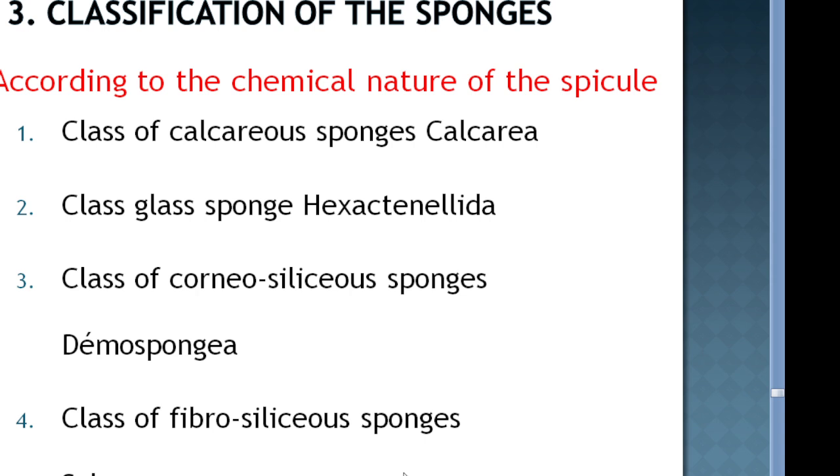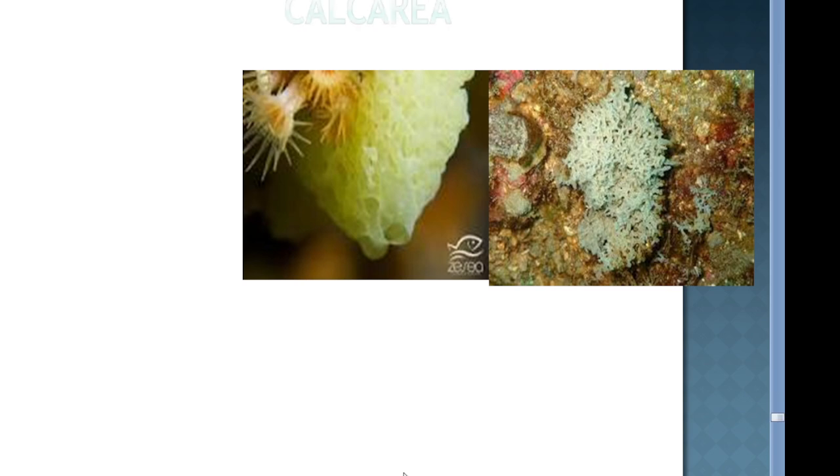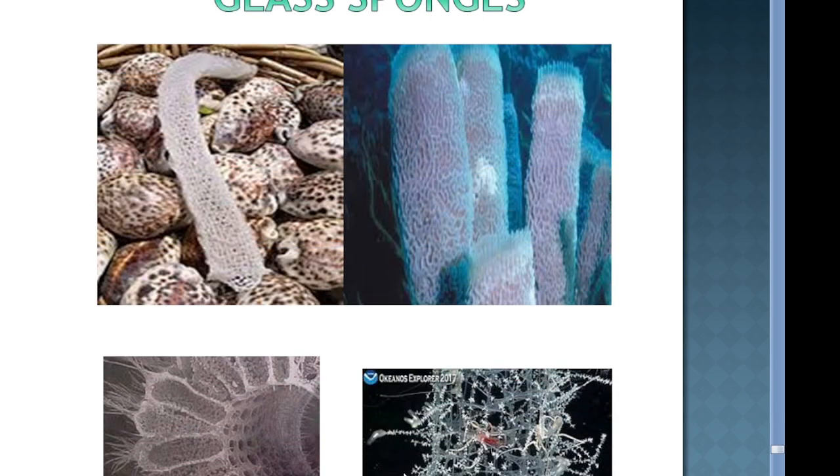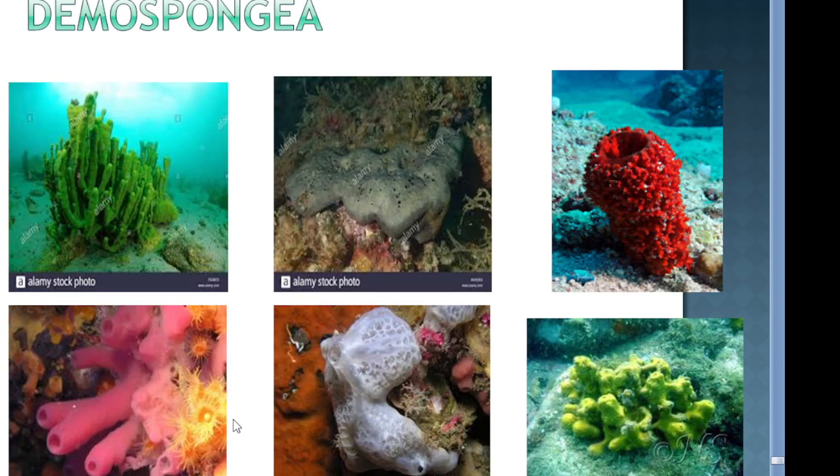Let's finish with some photos. Here you have an example of calcarea. You have also an example of glass sponges. Look at this, it is very beautiful. And here you have demospongia with different colors and different forms, leuconoid type, sycon type. You have many types of demospongia.